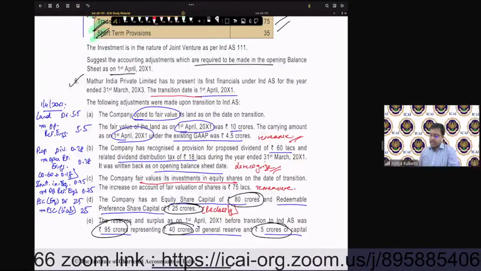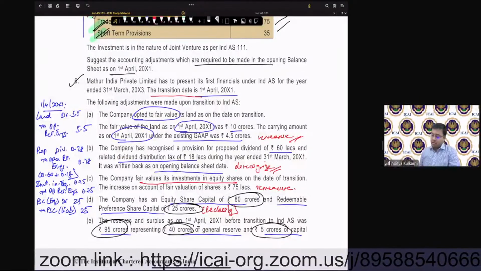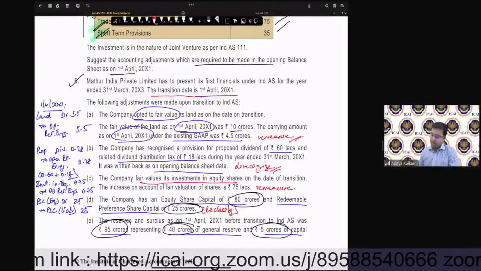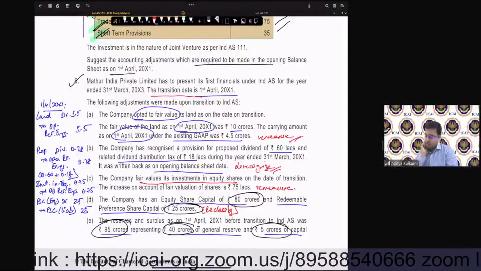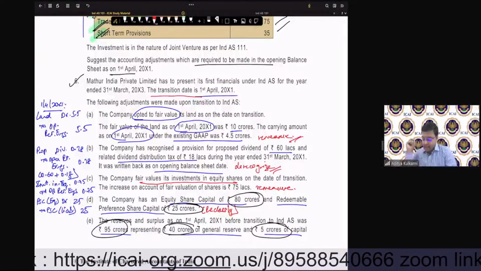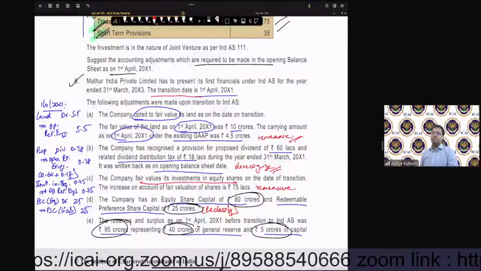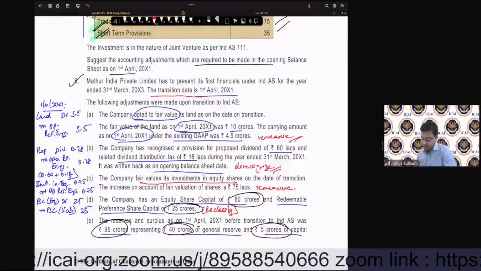The company has equity share capital of 80 crores and redeemable preference share capital of 25 crores. So the redeemable preference share capital, you can go for calling it as the reclassification. Preference share capital equity account debit to preference share capital liability.